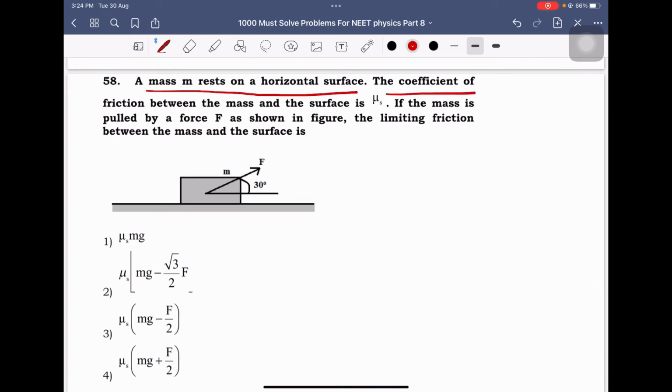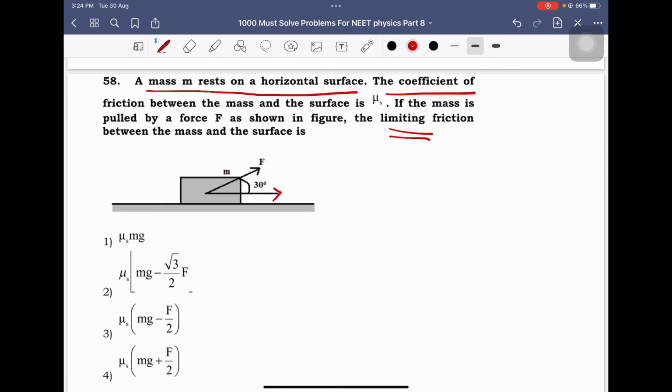The coefficient of friction between the mass and the surface is mu s. If the mass is pulled by a force F as shown in the figure, the limiting friction between the mass and the surface is? Now, if you look at this diagram, limiting friction means the maximum value of friction.